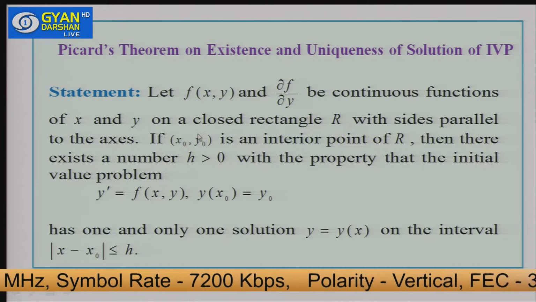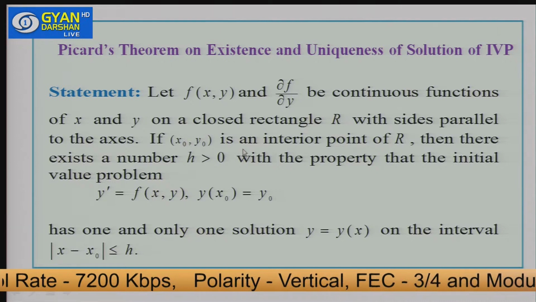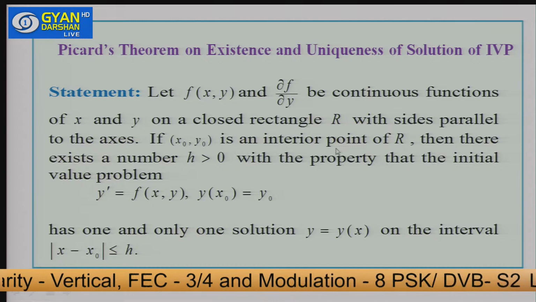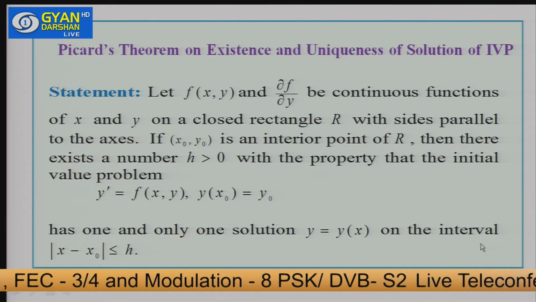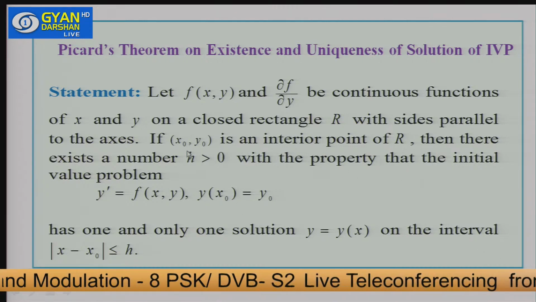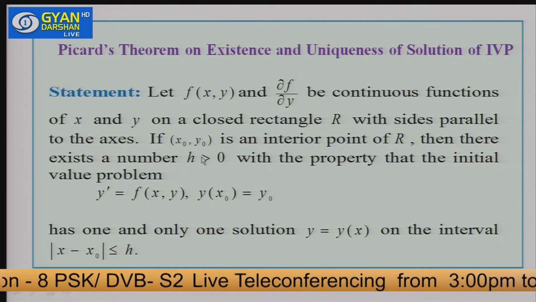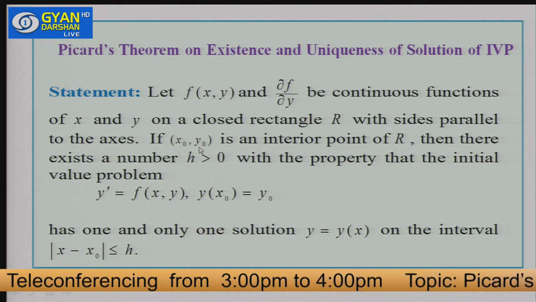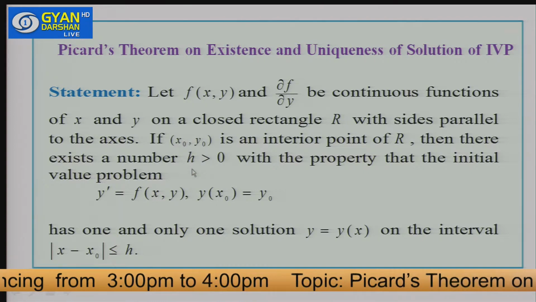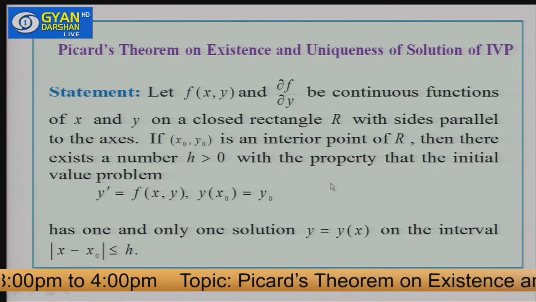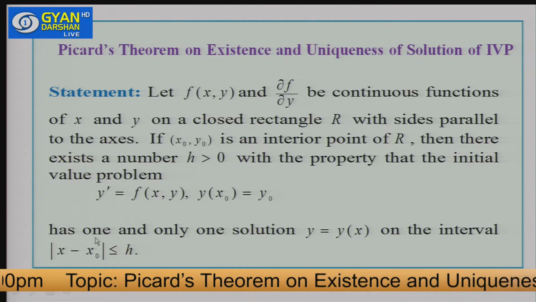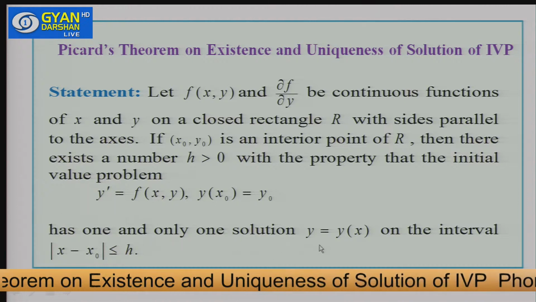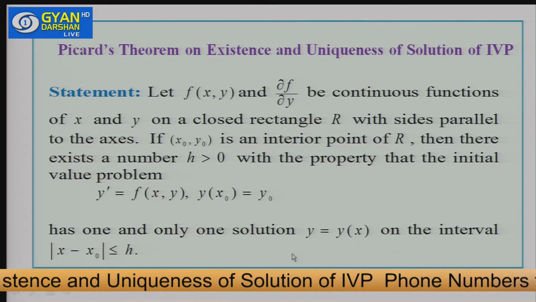Okay. So if x0, y0 is an interior point of R, then there exists a number H0. H0 is a small positive real number, and using this H0 we are going to build a small domain around this point. That's why we are taking H0 greater than 0, with the property that the initial value problem has one and only one solution. One and only one means this is a unique solution. Okay, and where does the solution exist?